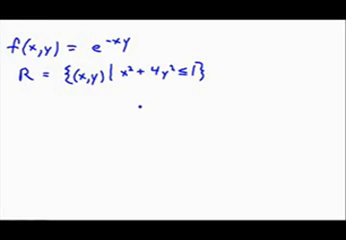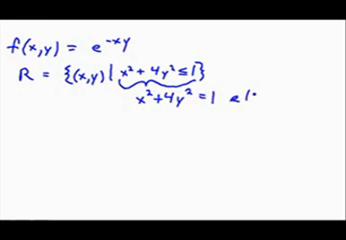Okay, let's find the extrema of f(x, y) = e^(-xy) on the region given by x² + 4y² ≤ 1. If you think about it, x² + 4y² = 1 is the boundary of this region, and that's an ellipse. So the only x and y values we're allowed to plug into f(x, y) are either on the ellipse or on the interior of the ellipse.